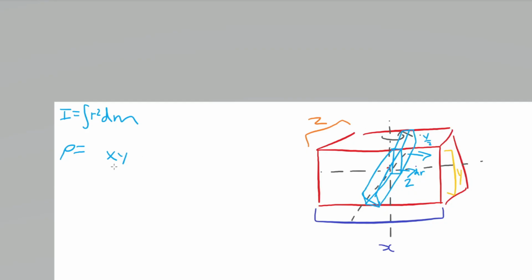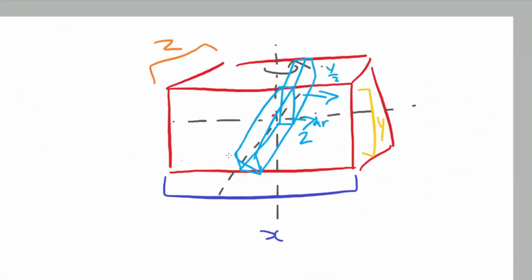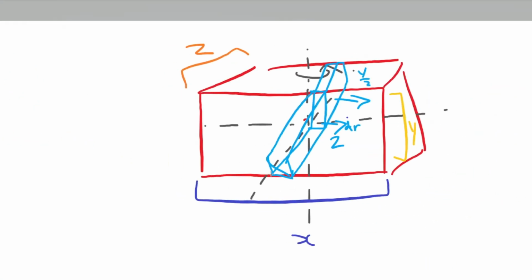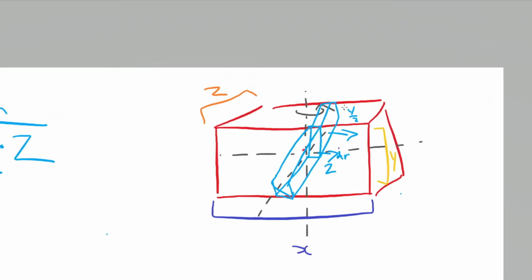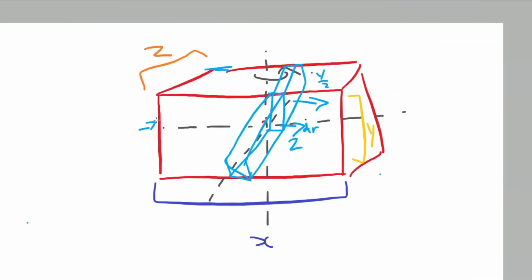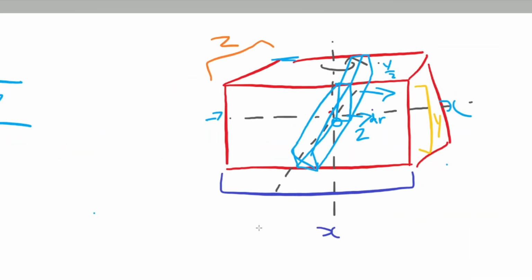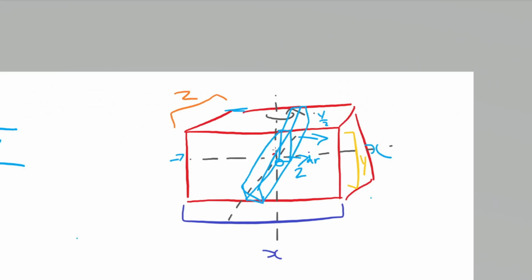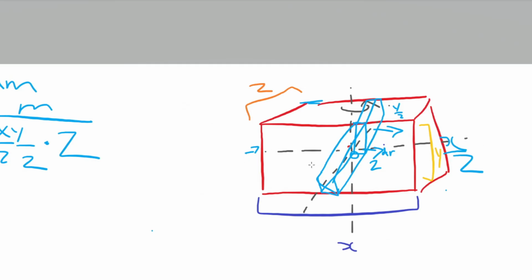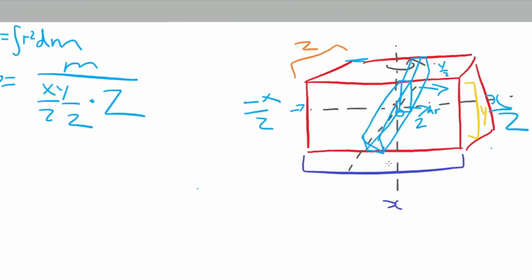Actually, hold on. This x is x over 2. So it's x over 2, y over 2, times z. I'm not sure why I chose x over 2, but to keep it simple I wanted to start from the edge. Wait, no, this is 0 and this is x. I could have just started at negative x over 2 for the bounds and gone to x over 2.